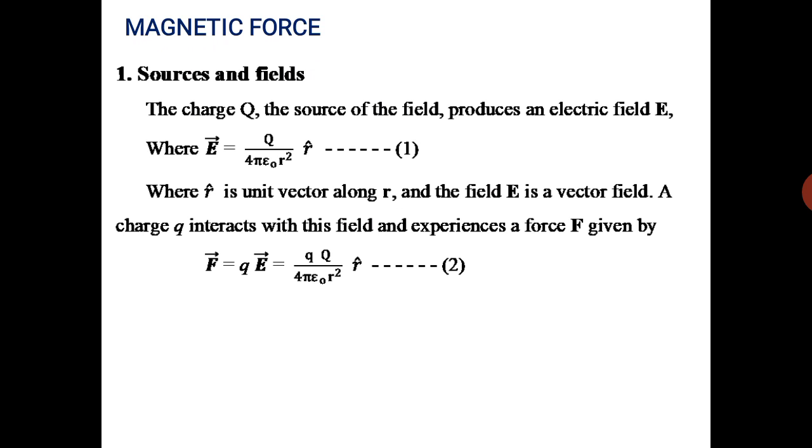Let us take a charge. What does charge Q give us? It gives the electric field. The electric field produced by the charge Q is vector E equal to 1/(4 pi epsilon naught) Q divided by r squared into r cap. r cap is the unit vector along the line joining the charge and that point.